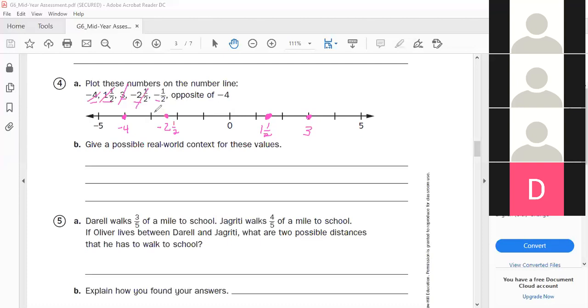Chantel, the last one is for you. Where does -1.5 go?